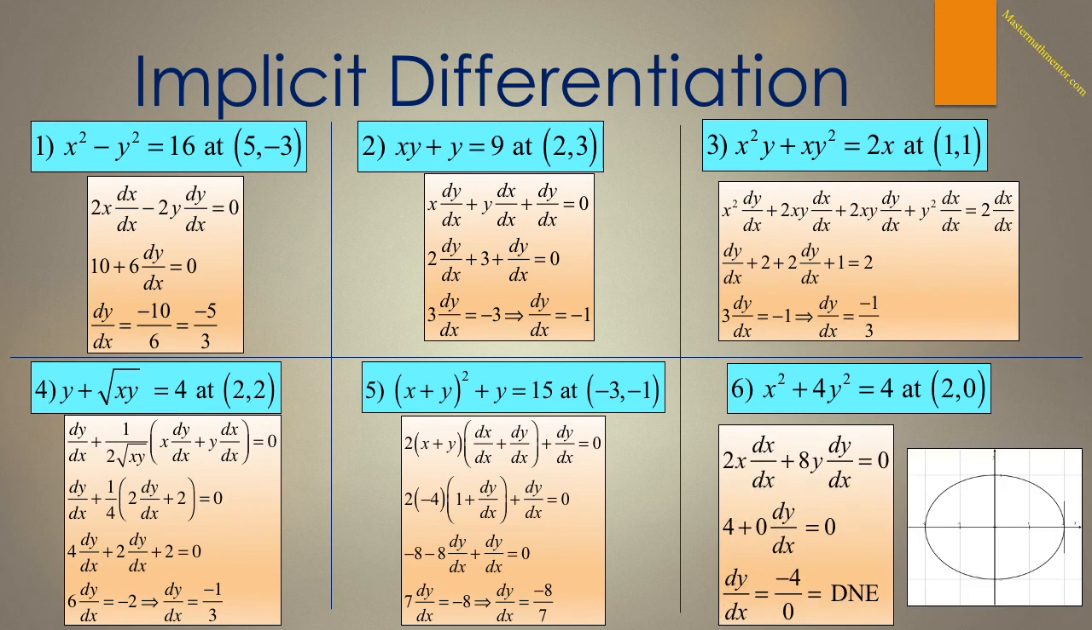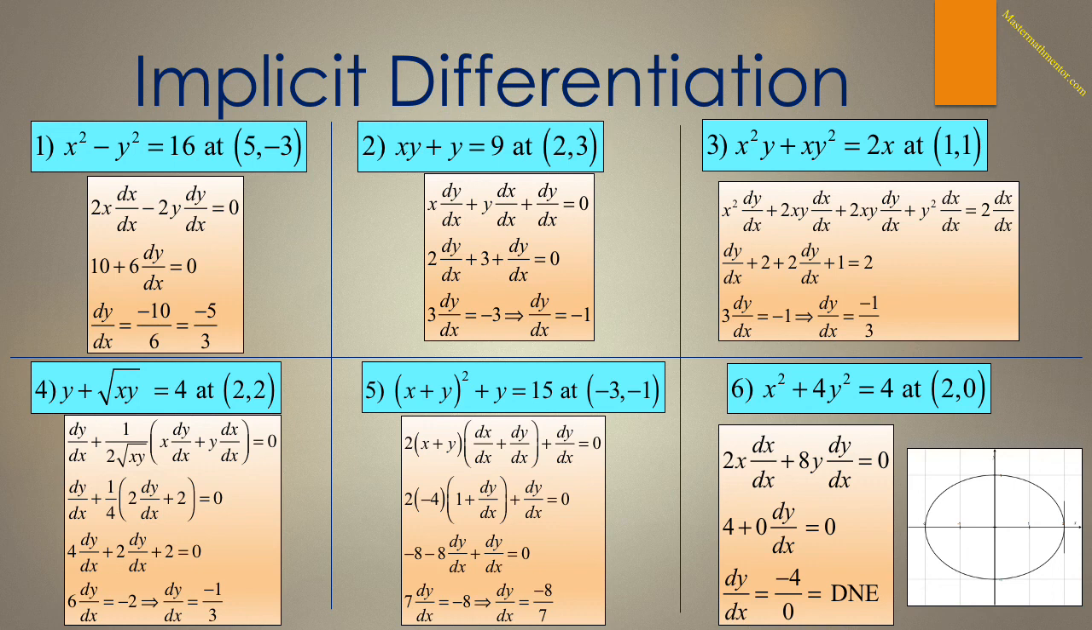Number 6 reads x squared plus 4y squared equals 4 at the point (2, 0). Differentiating implicitly, we get 2x plus 8y dy/dx equals 0. Plugging in, we get 4 plus 0 dy/dx equals 0, and dy/dx equals negative 4 over 0. Anything over 0 does not exist, so the derivative does not exist.